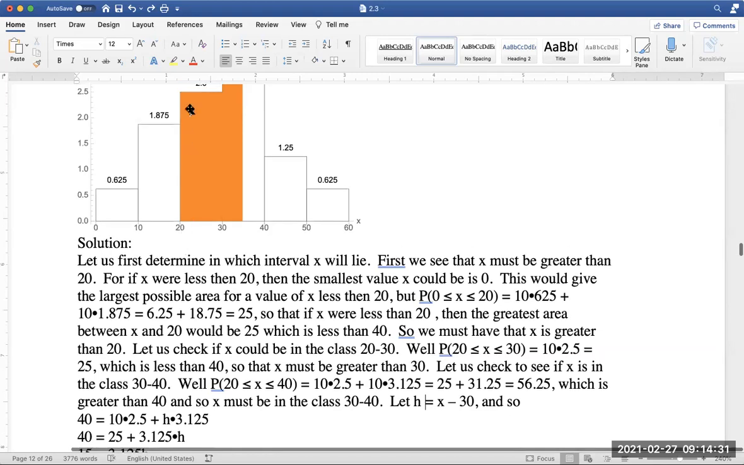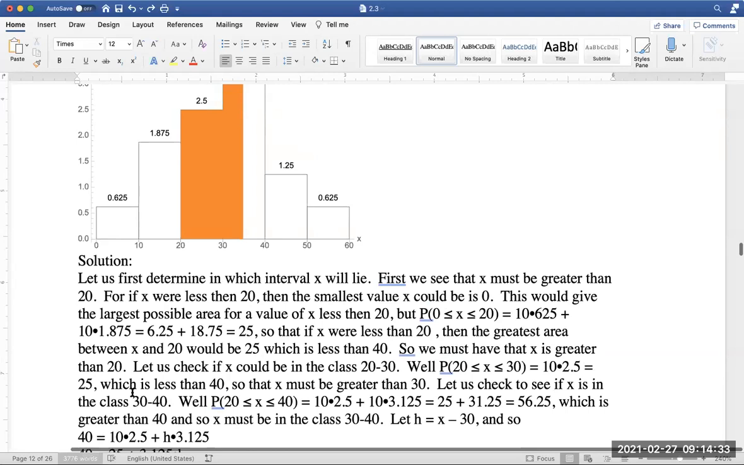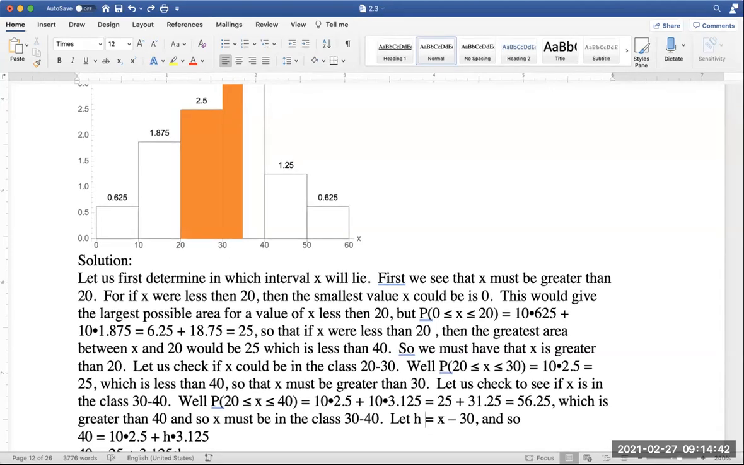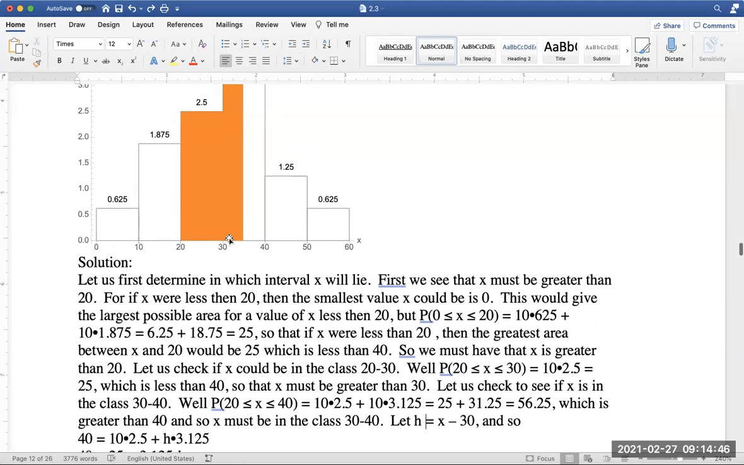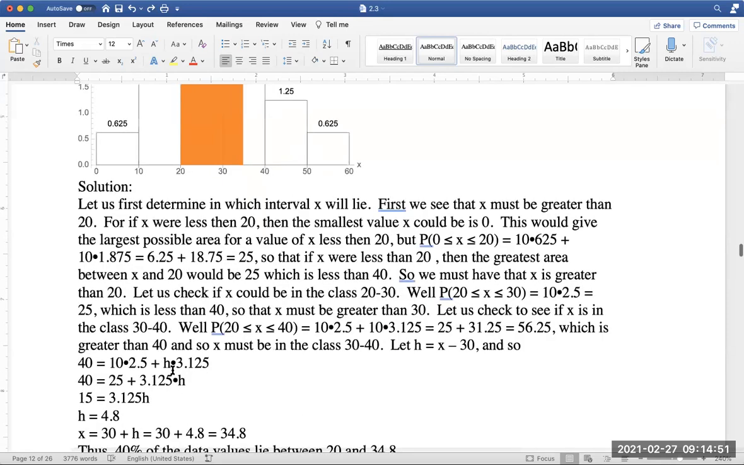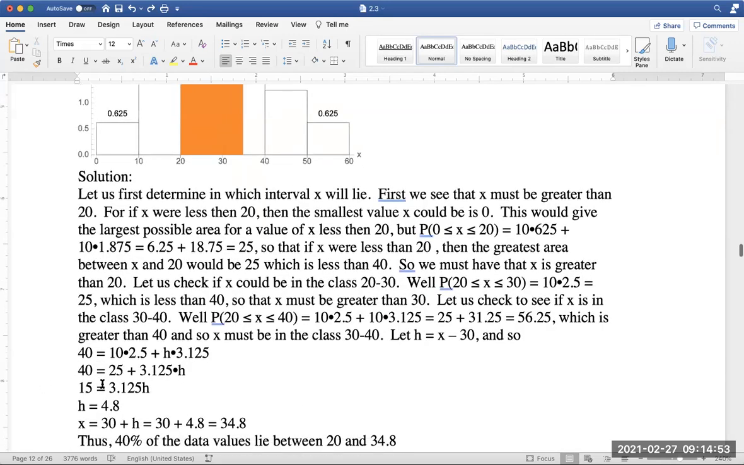So I want 40% of my data values. Let's look at the first one. That's 10 times 2.5, 25, plus this width here, which is H times 3.125. So 15 = 3.125H after subtracting 25 from both sides of my equation. Divide both sides of my equation by 3.125, and so I get H is equal to 4.8.